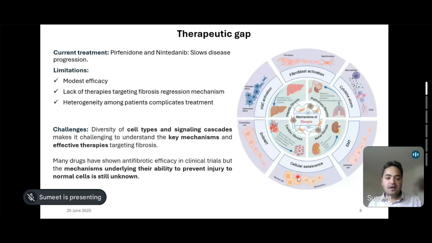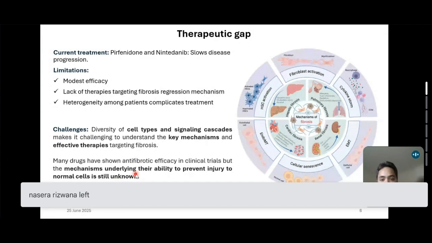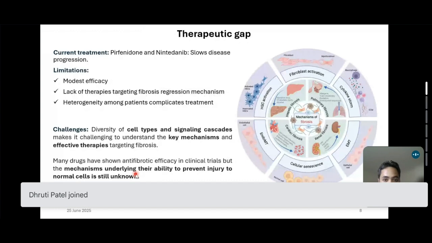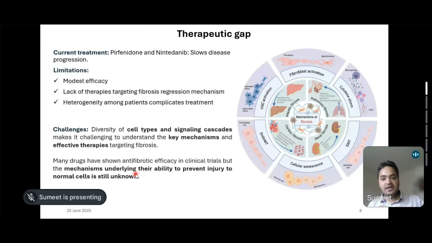At the same time, what people have shown is that many drugs show some antifibrotic efficacy in clinical trials, but the mechanism underlying their ability to prevent injury to the normal cell is still unknown. So we don't want to target anything which could actually affect the normal cell and the normal physiology of any organ. So these are some of the bigger challenges which the academic world and the pharma world are currently facing. But there are also some opportunities where we can use some cool technologies to answer some of these questions.